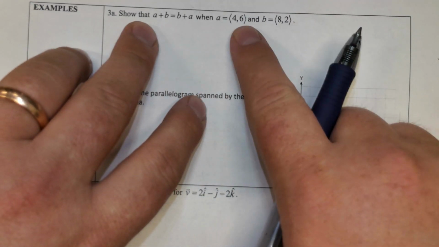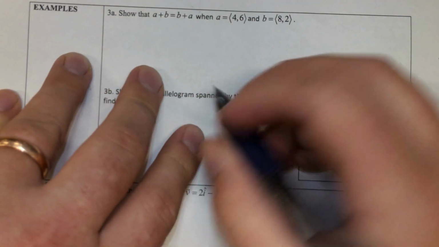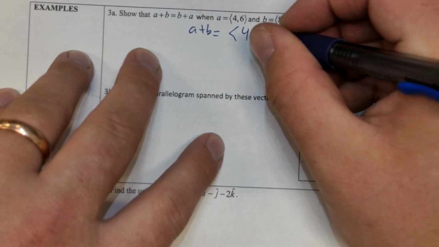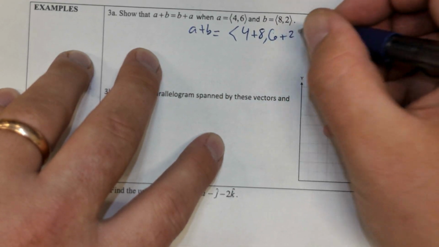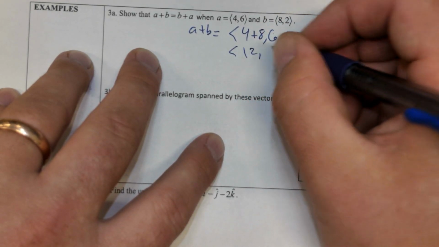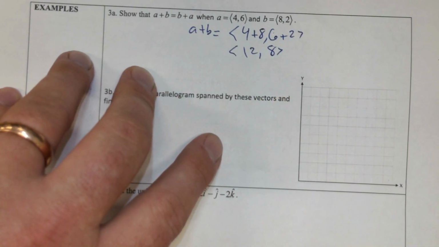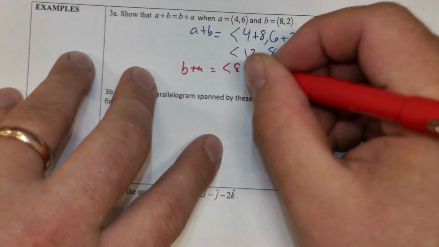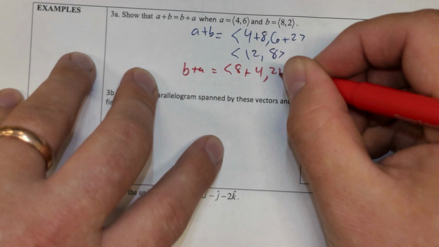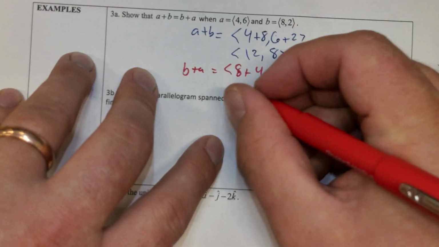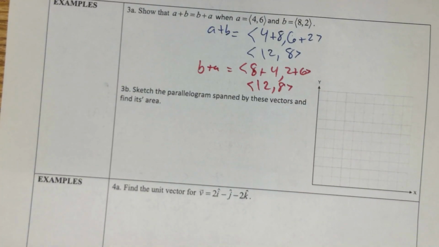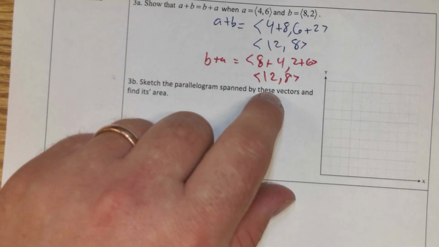Show that a plus b equals b plus a when I have these. Straightforward, folks, right? The a plus b would have 4 plus 8, 6 plus 2. That'd be 12, comma 8. B plus a would look like this: 8 plus 4, 2 plus 6. And you know that because addition is commutative, you would end up in the same place. We saw it visually, but we can also see it here.